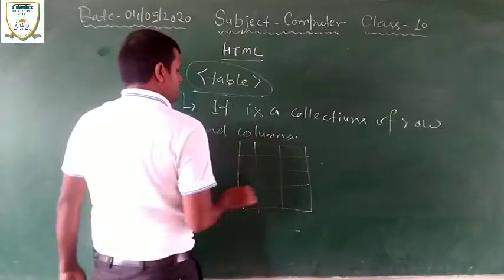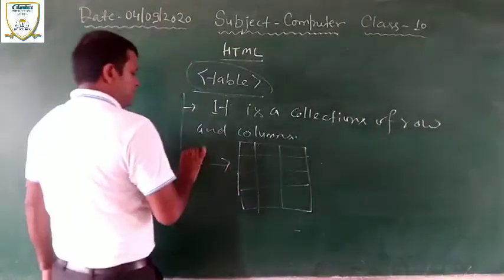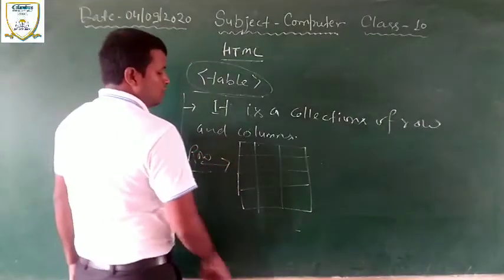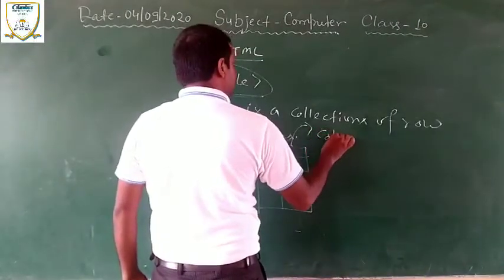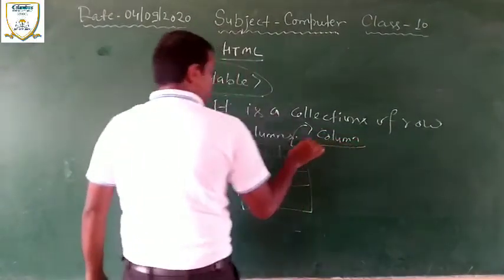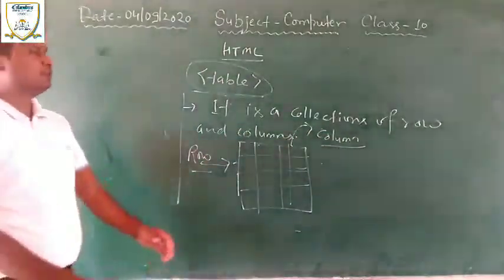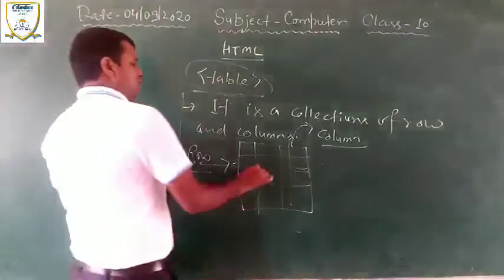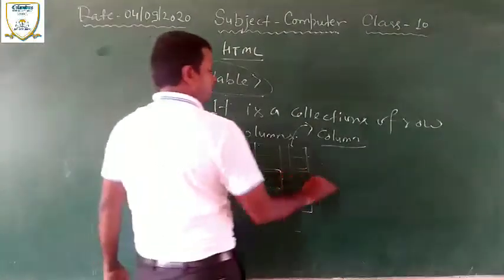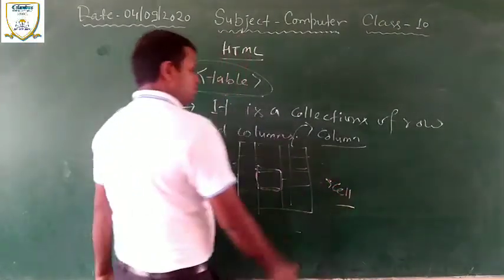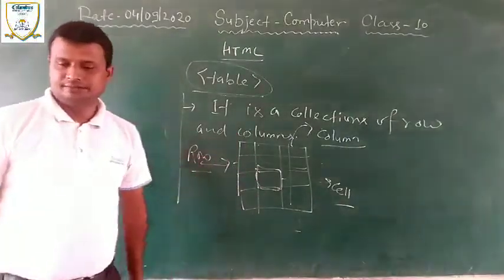टेबल कुछ इस तरह से प्रदर्शित होती है. ठीक है, इसमें that one line is called row and this one vertical is called column. Okay, verticals are columns, horizontals are rows. Okay, and the intersection point of row and column is called cell. Okay, intersection point of row and column is called cell.